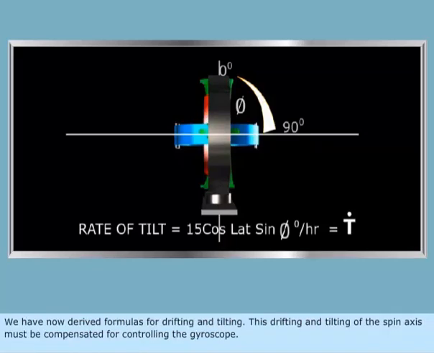We have now derived formulae for drifting and tilting. This drifting and tilting of the spin axis must be compensated for, controlling the gyroscope.